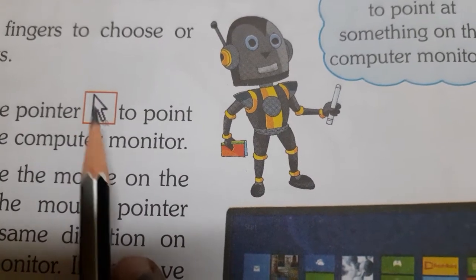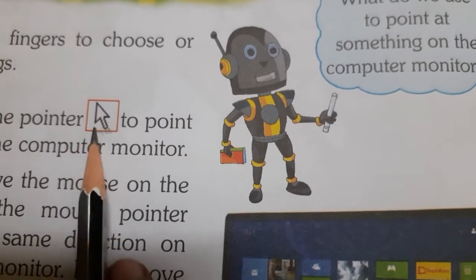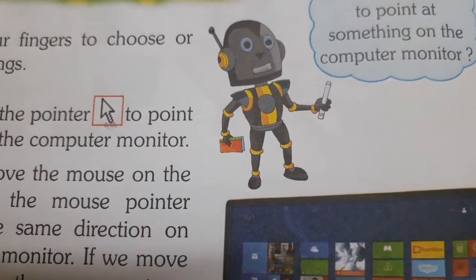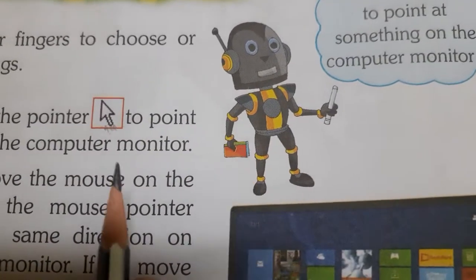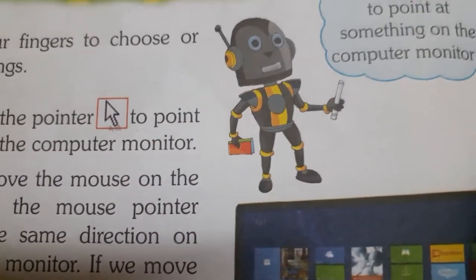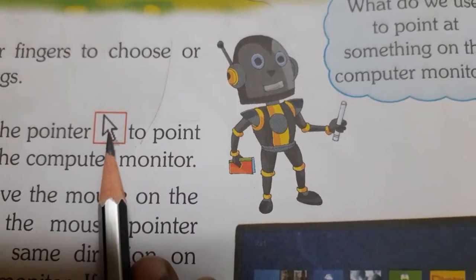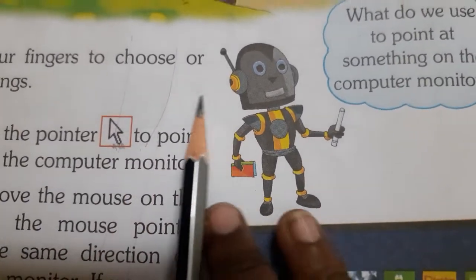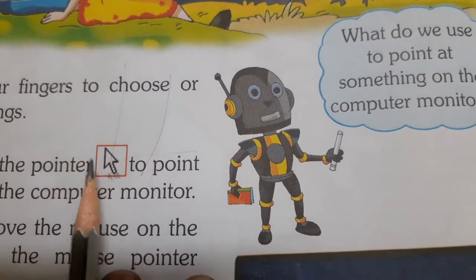This mouse pointer moves left side, right side, up and down. We can move this mouse pointer by moving the mouse. If you move the mouse left side, the mouse pointer will move left side. If you move the mouse right side, the mouse pointer will move right side. If you move the mouse up, the mouse pointer also moves up. If you move the mouse down, the mouse pointer also moves down. Means how you move the mouse, the pointer will also move on the monitor in that direction only.